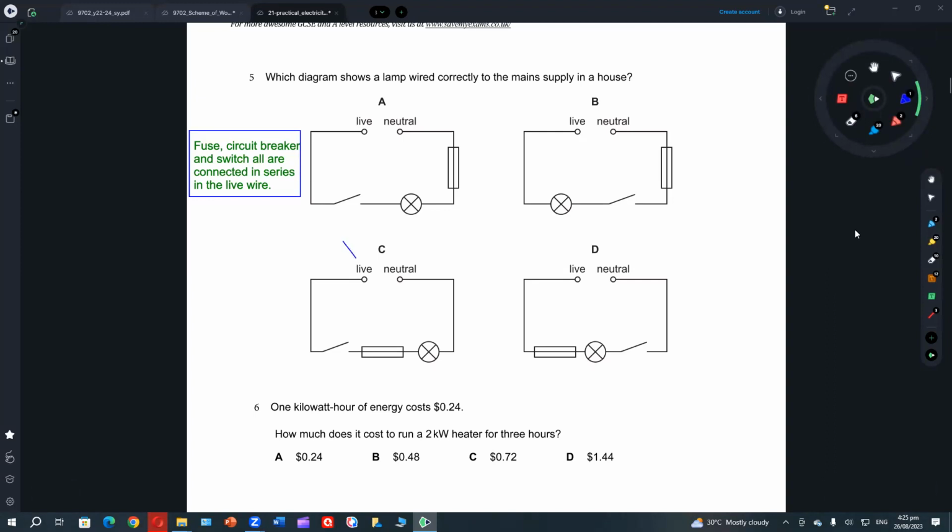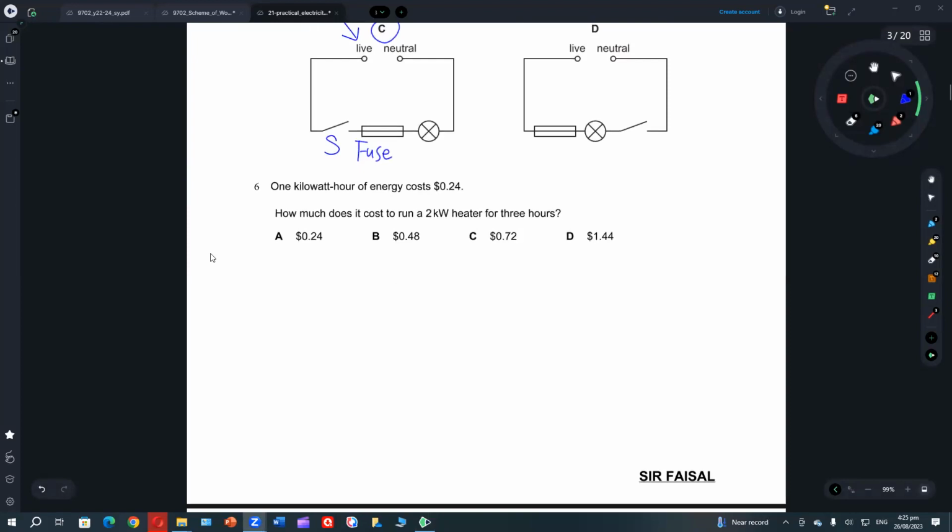This is the live wire. Look, this is the switch. This is the fuse. They all are connected in the live wire. Good.